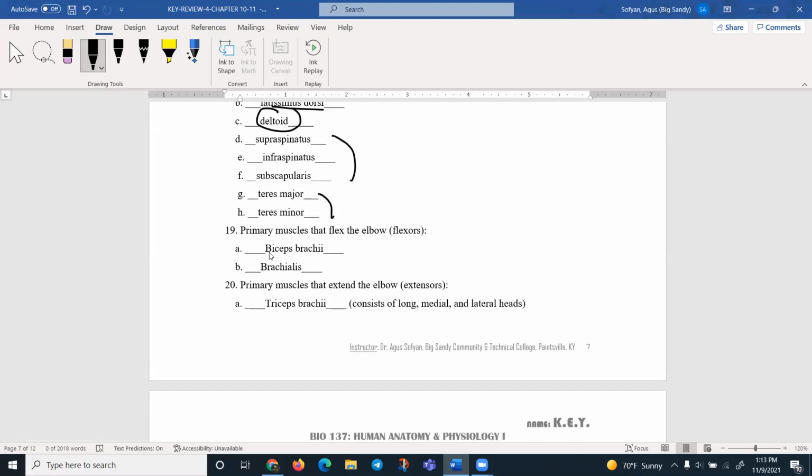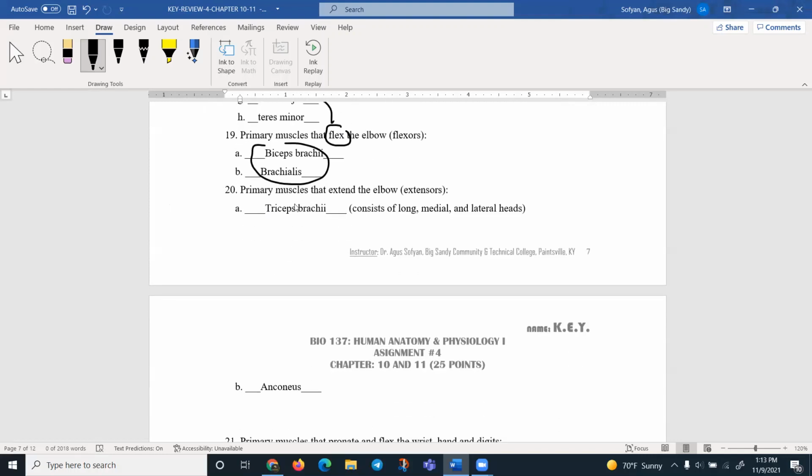Biceps, brachialis. These are synergistic muscles that flex the elbow. And then the synergistic muscles that extend the elbow are going to be triceps and anconeus. Okay. So this extends the elbow. Okay, extension.